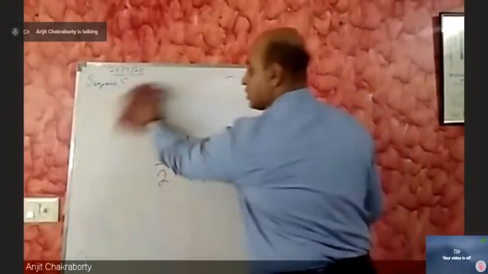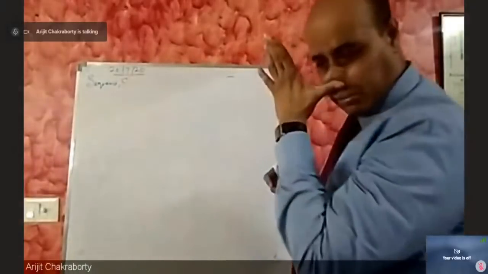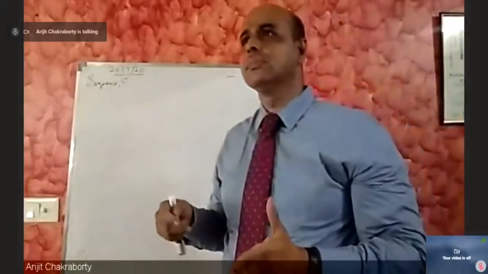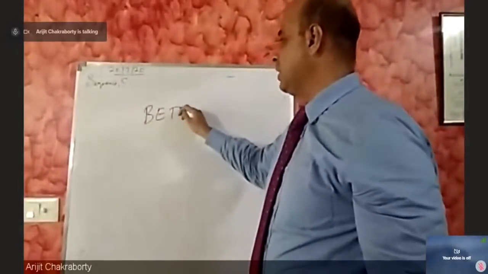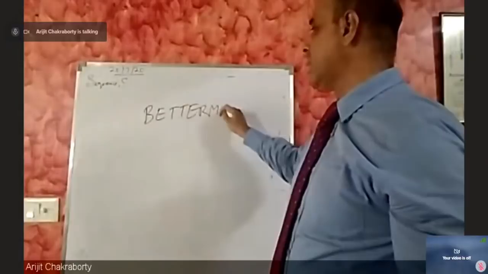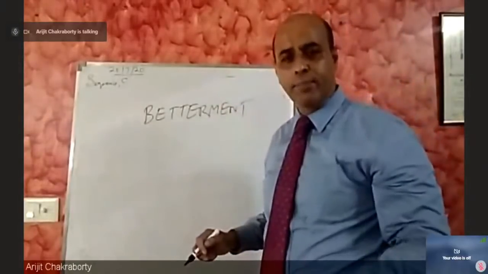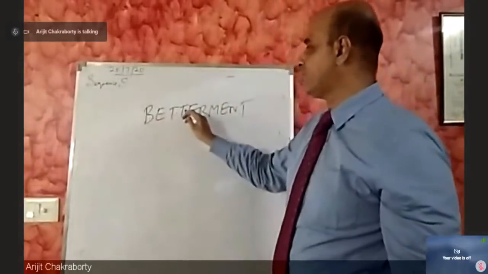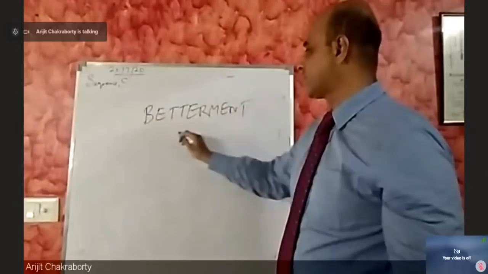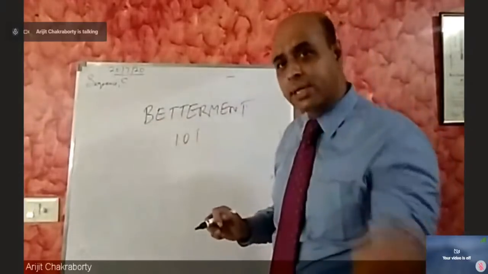Right. If I give you another word, let's take betterment: B-E-T-T-E-R-M-E-N-T. We are all working for your betterment. Okay, betterment in life, betterment in your career. So how many letters? 1, 2, 3, 4, 5, 6, 7, 8, 9, 10. 10 letters, fine. So it can be arranged in 10 factorial, provided the letters are different.